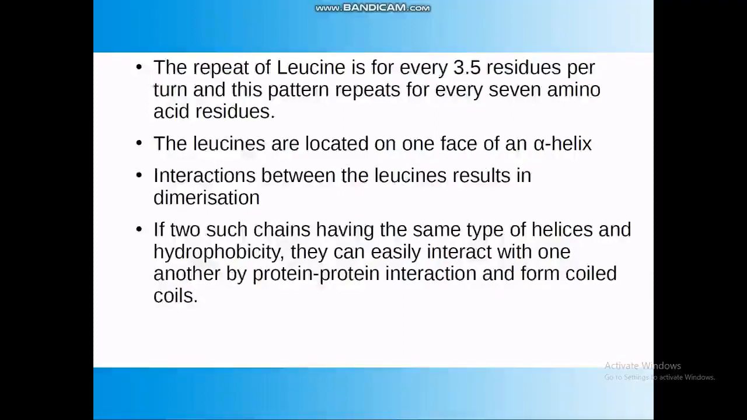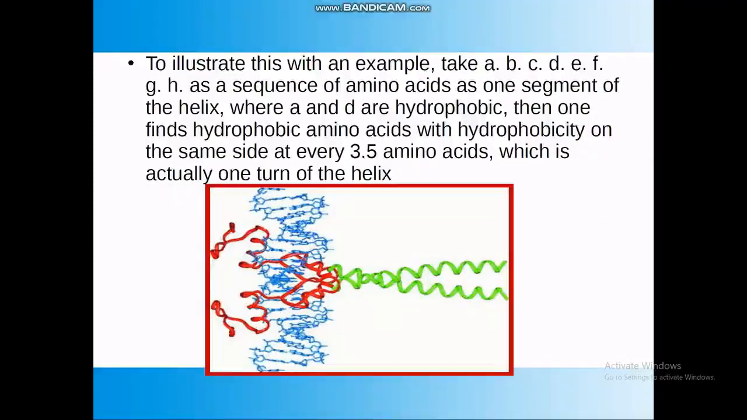For example, consider A, B, C, D, E, F, G, H as a sequence of amino acids, and one segment of the helix where A and B are hydrophobic. Then one finds hydrophobic amino acids on the same side at every 3.5 amino acid residues, which is actually one turn of the helix, and form the zipper-like structure.